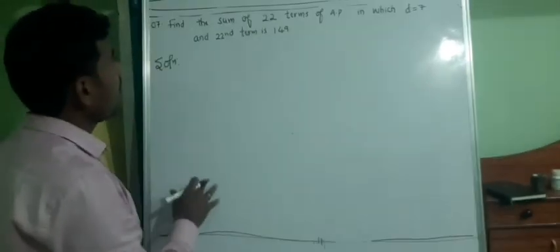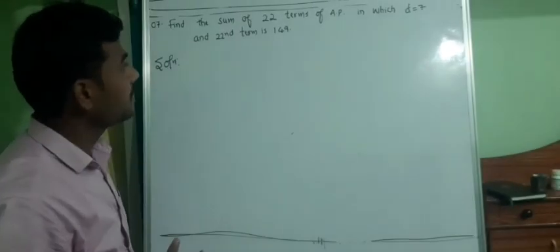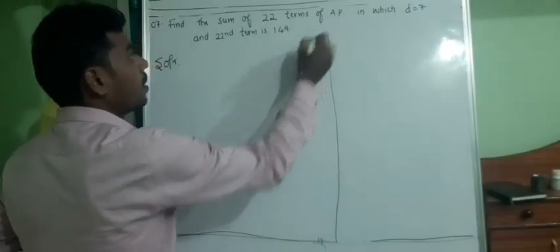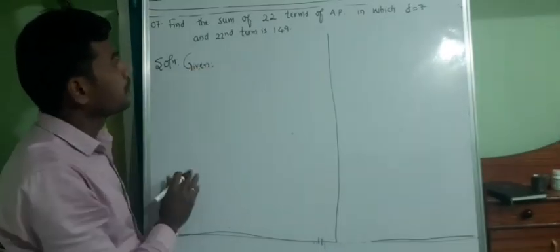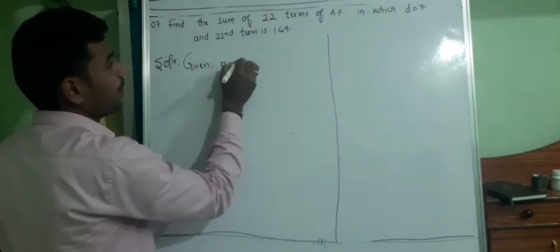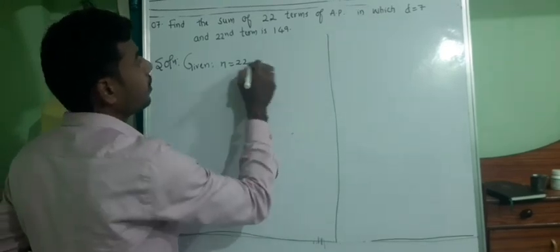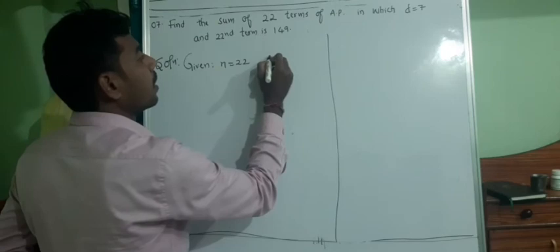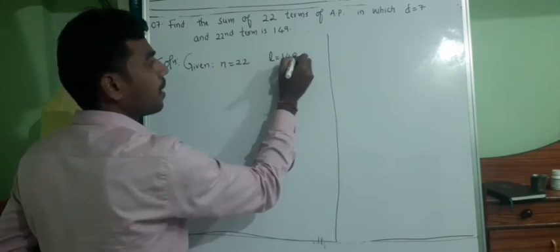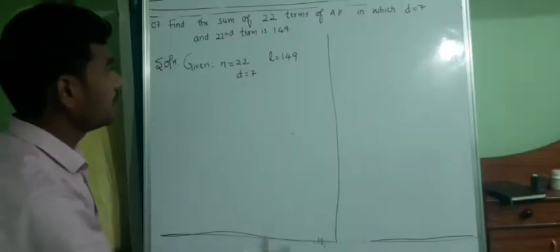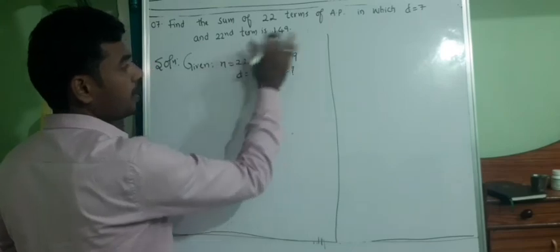Next, find the sum of 22 terms of an AP in which D is equal to 7 and the 22nd term is 149. So what is given to us? The number of terms is given, that is 22. And they have given the 22nd term, that is the last term, 149. And they have given D is equal to 7. What is unknown? Unknown is A. Can we calculate it using this particular data?